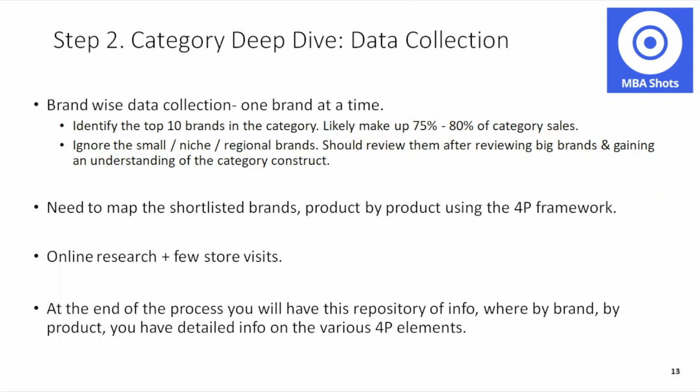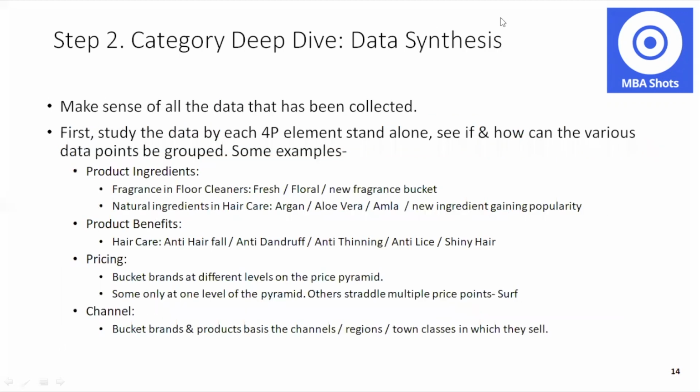So once you have worked through this process and collected the data for the top brands in the category, what you will have now is a huge repository, a huge database of information where brand by brand, by product, you have detailed information on all the 4P elements and are now in a position to make sense of this data and all this information that you have collected. So how do you do that? Let me talk about that next.